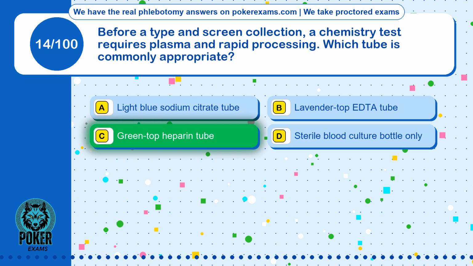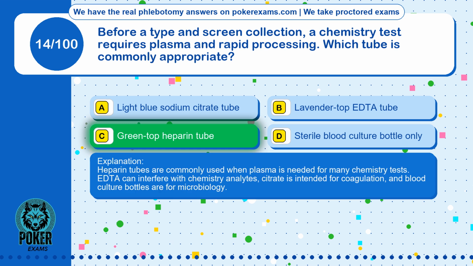The correct answer is option C, green top heparin tube. Heparin tubes are commonly used when plasma is needed for many chemistry tests. EDTA can interfere with chemistry analytes, citrate is intended for coagulation, and blood culture bottles are for microbiology.